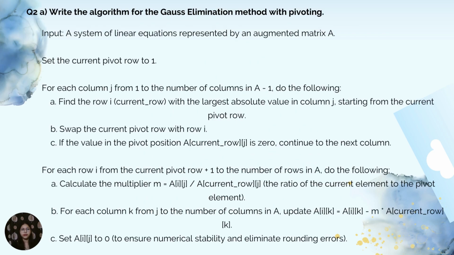Hence the root of x square minus x minus 1 is 1.618001. Question number 2. Write the algorithm for the Gauss elimination method with pivoting.